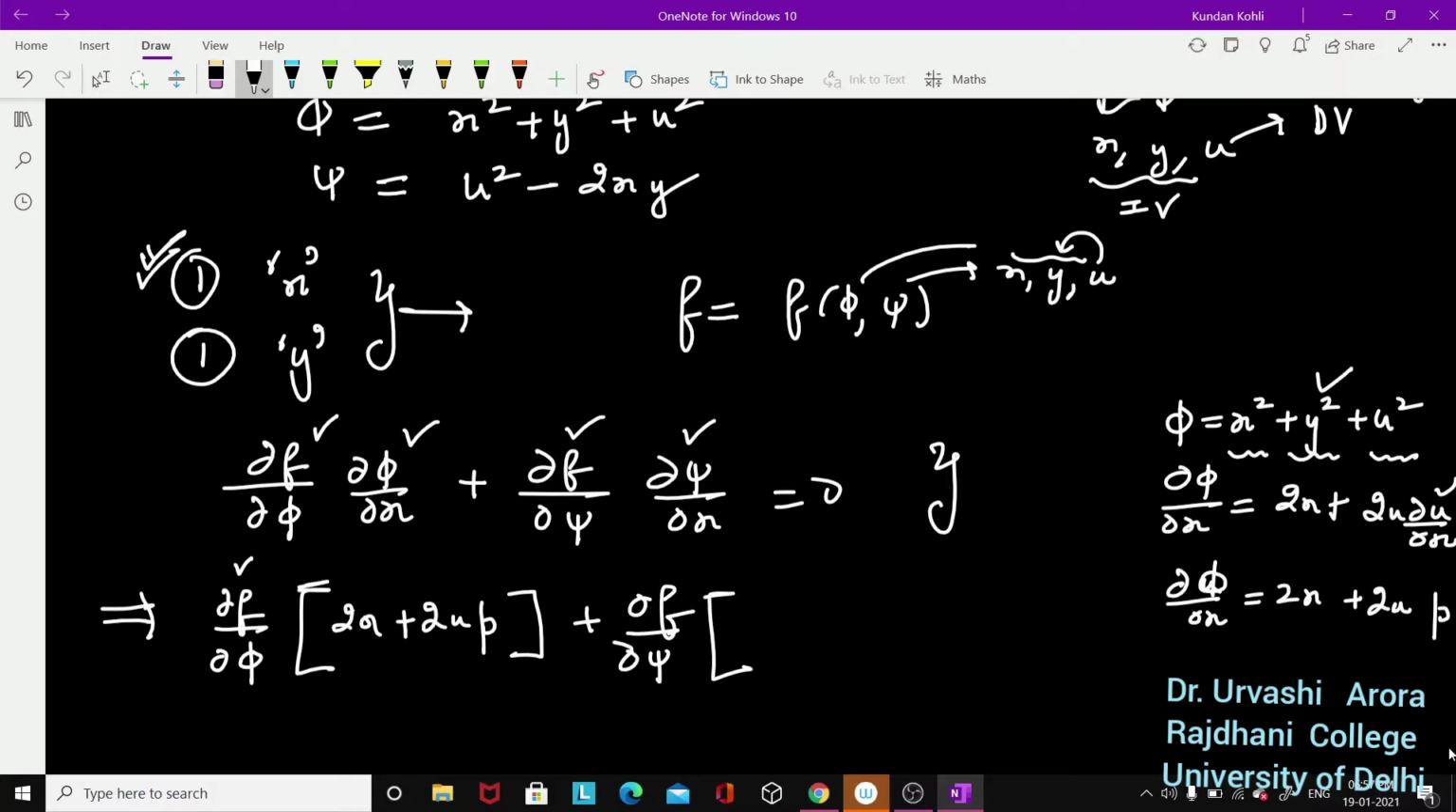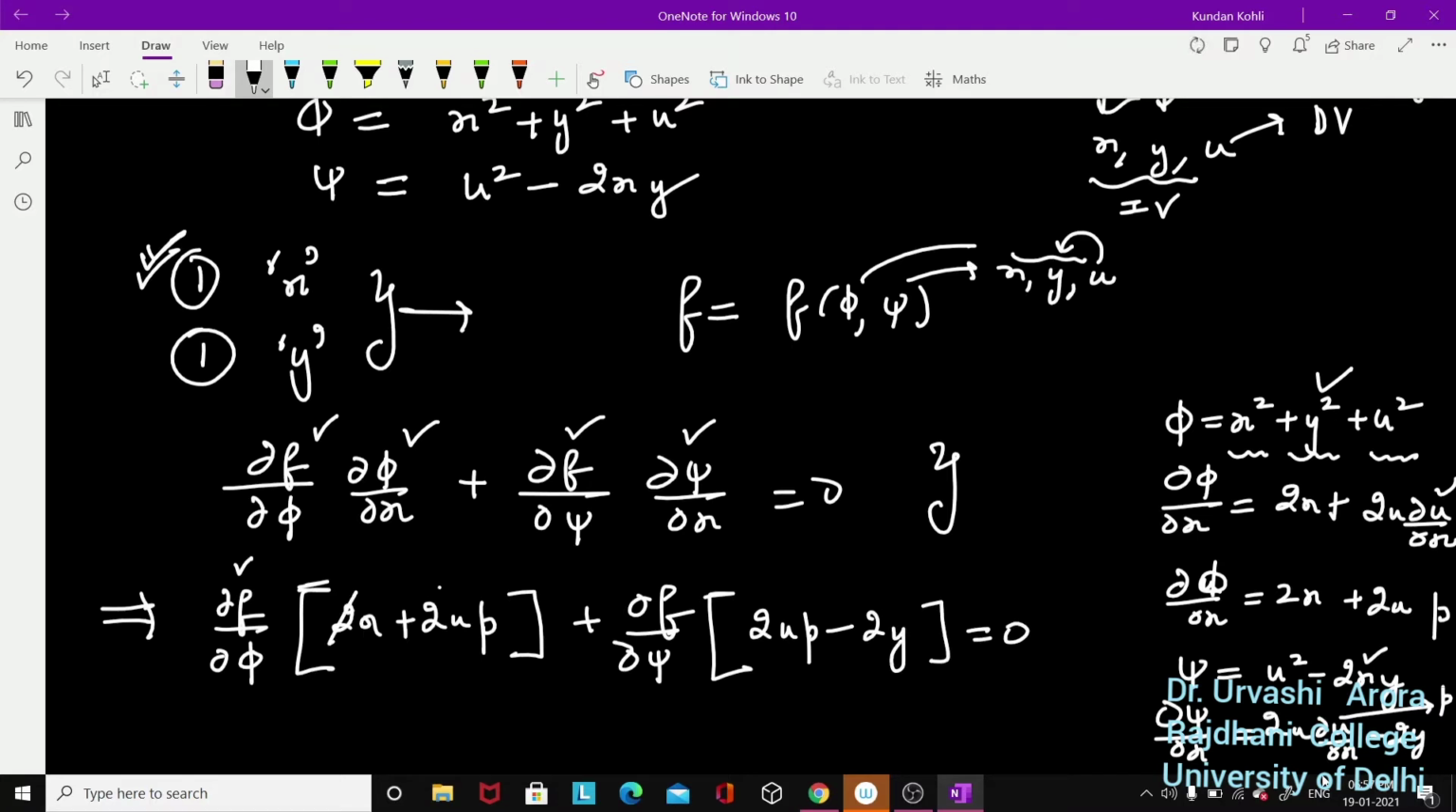Because again this is an unknown, so it will remain as it is. And del psi by del x you can calculate, because psi is u squared minus 2xy. So del psi by del x will come out to be 2u del u by del x minus 2y. The partial derivative of x with respect to x is going to be 1. And again we are in the habit of denoting del u by del x by p, so this is going to be 2up minus 2y, which is equal to 0.